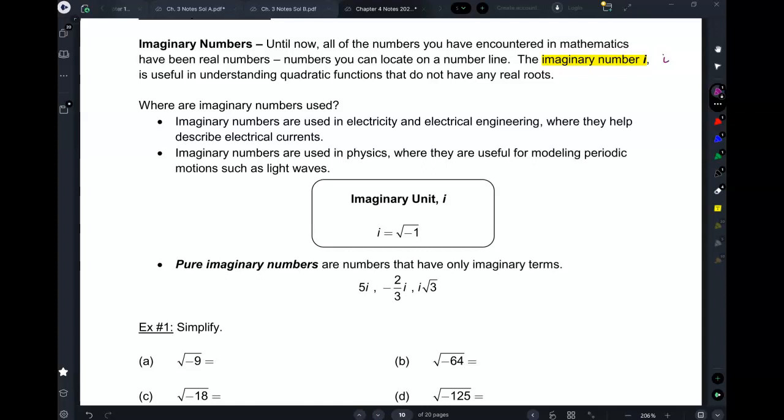When we have a quadratic function, or any function, and we solve for the roots, sometimes we get real roots, sometimes we might not get real roots, and that's where the imaginary numbers come in.